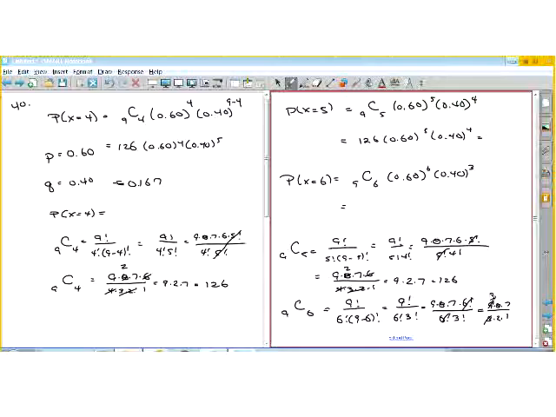9 divided by 3 is 3. 8 divided by 2 is 2. So I get 3 times 2, which is 6. 6 times 7, which is 42. So this is 42.